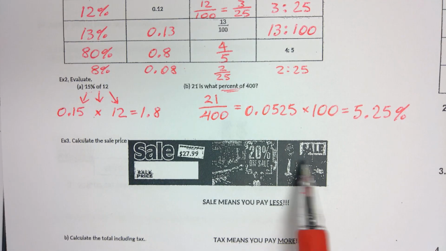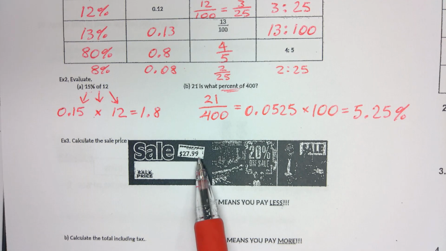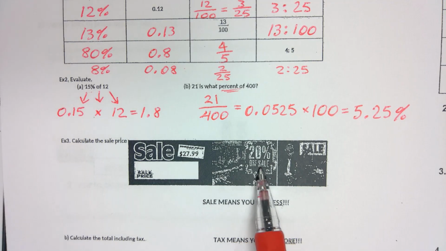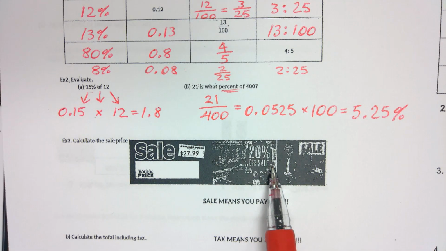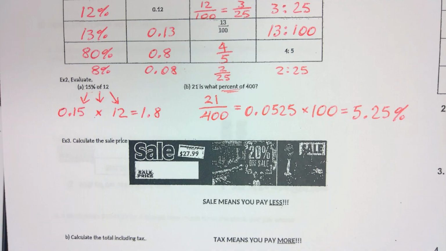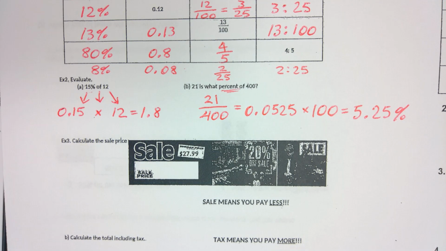This clothing right here is regular price $27.99, and you're in luck. It's 20% off. Today only. So how much do you pay? When you get a discount, are you paying more or paying less? Less. Okay, so keep that in mind, because I get final answers where they tell me the sale price is even more expensive. That's how you know you probably made a mistake.